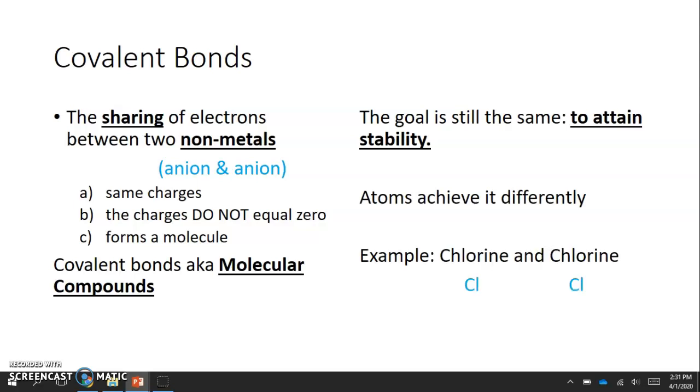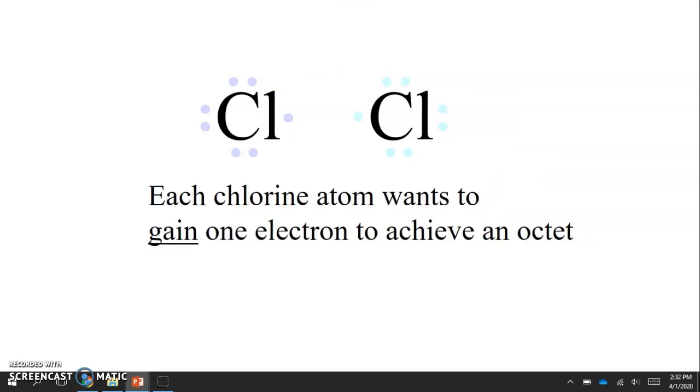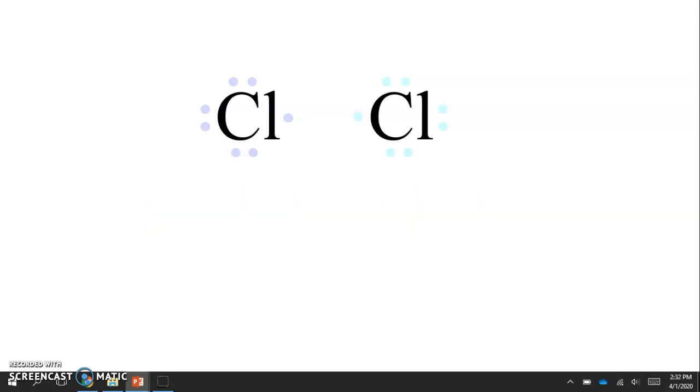So the first example we're going to look at are 2 atoms of chlorine. How will 2 chlorine atoms react? Now, chlorine is in group 17 or 7A of our periodic table, so there are 7 valence electrons, and you can see that from the Lewis dot structures here. So how are these guys going to bond if they're going to make a covalent bond and they're going to share? Each chlorine atom does want to gain an electron to achieve an octet, right?